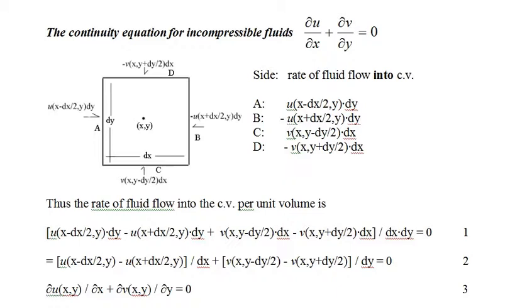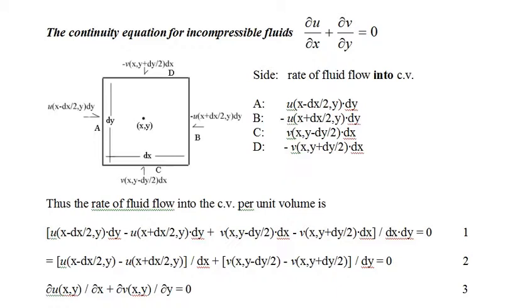The fluid velocity at the middle of side A is u evaluated at x minus dx over 2, comma y. So the rate of flow into the control volume, that is the volume of fluid flowing through side A, is u of x minus dx over 2, comma y times dy. Note that the y velocity does not contribute to fluid flowing through side A.